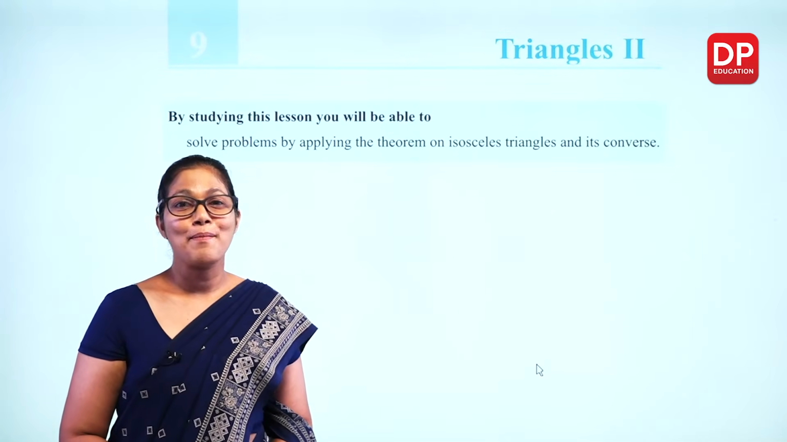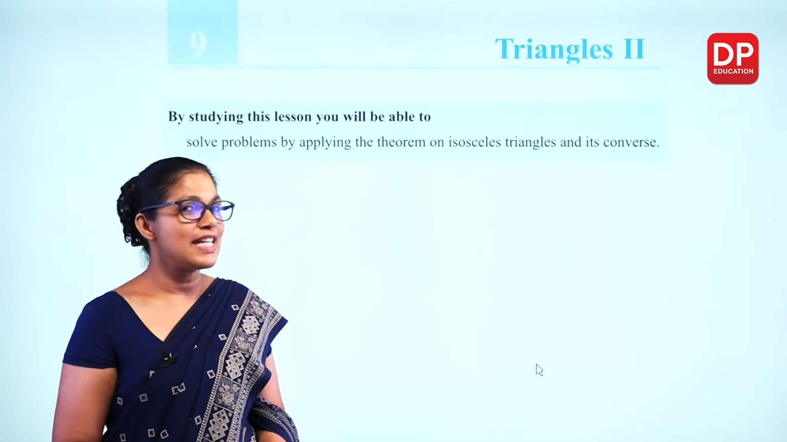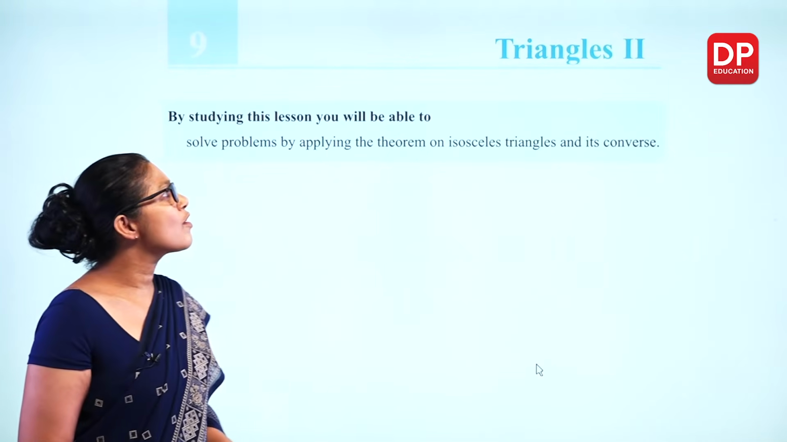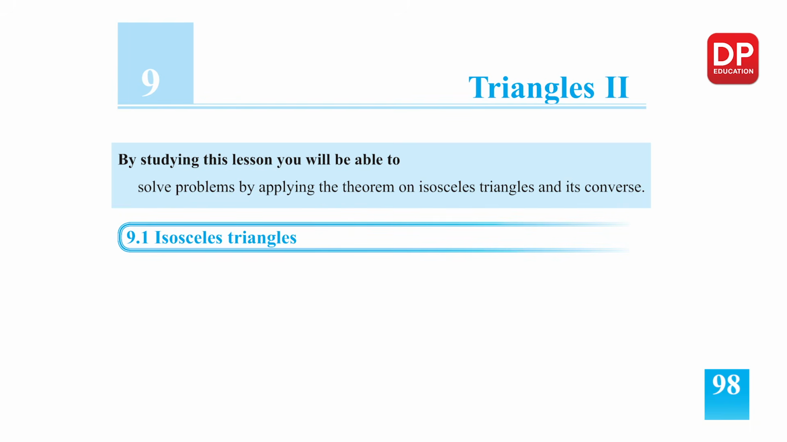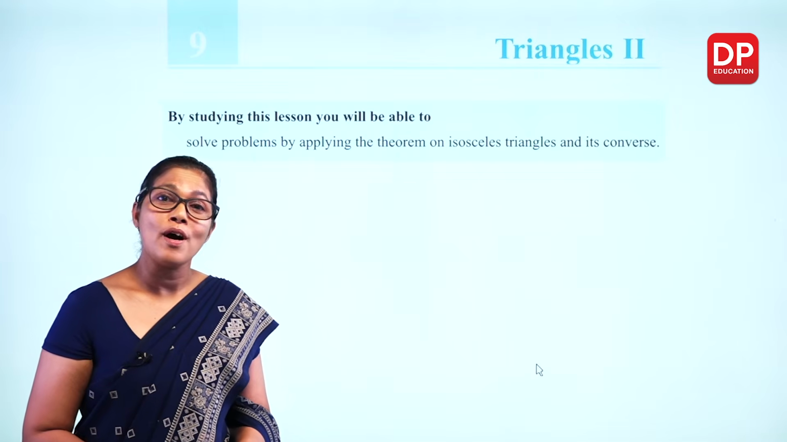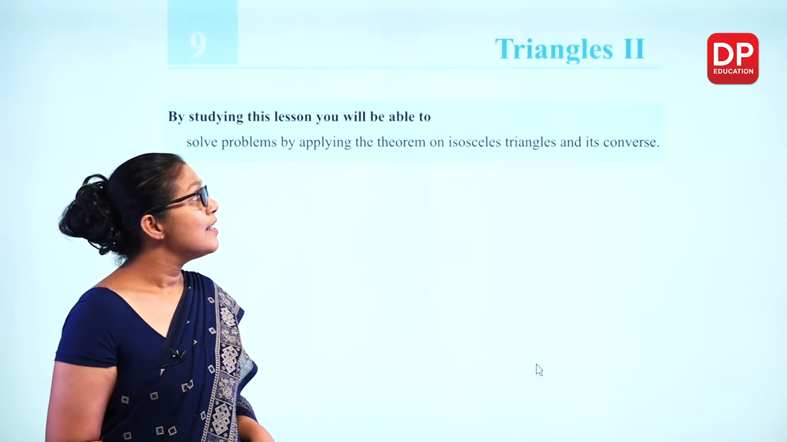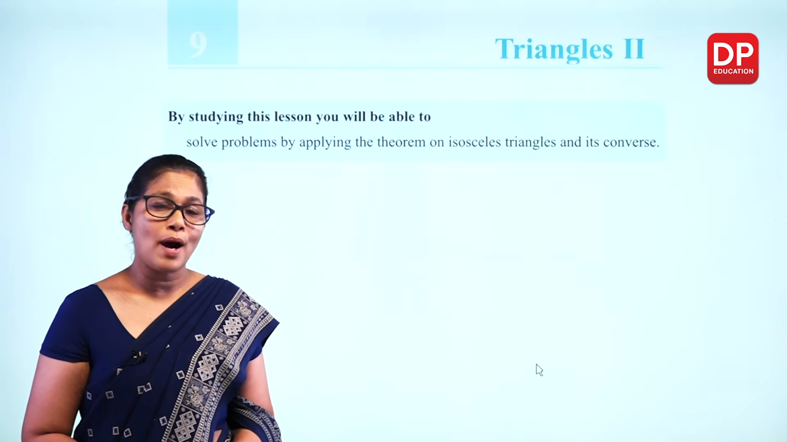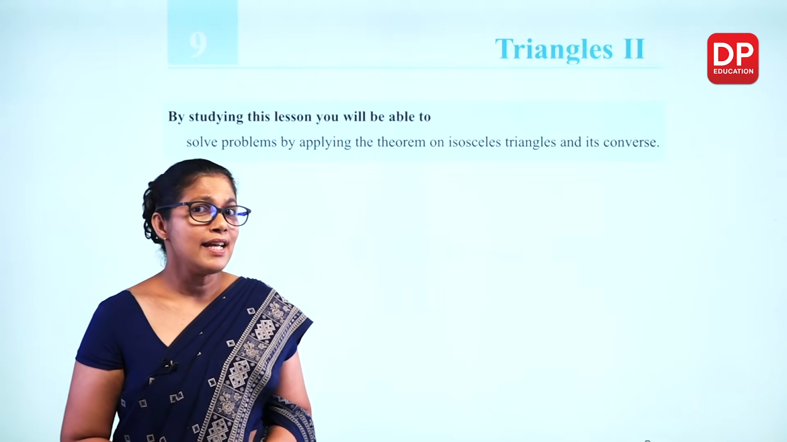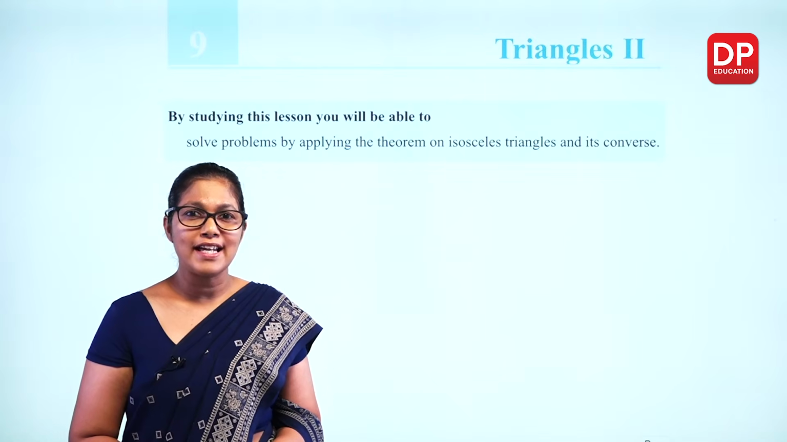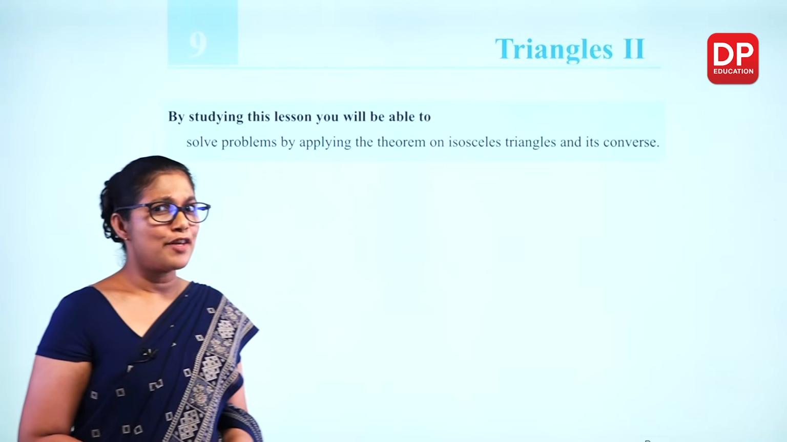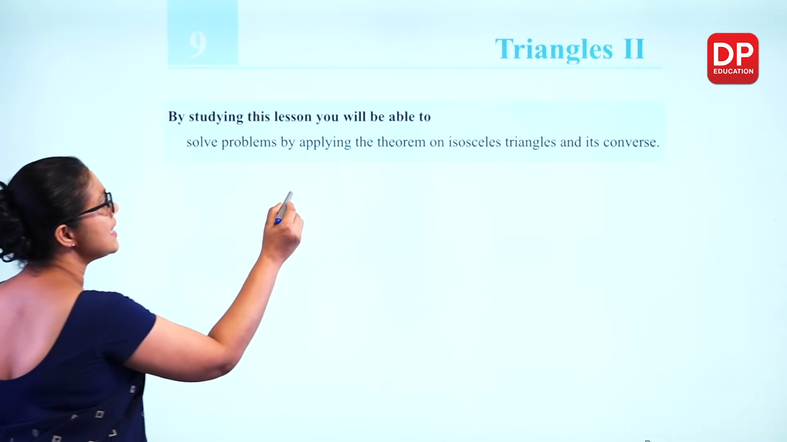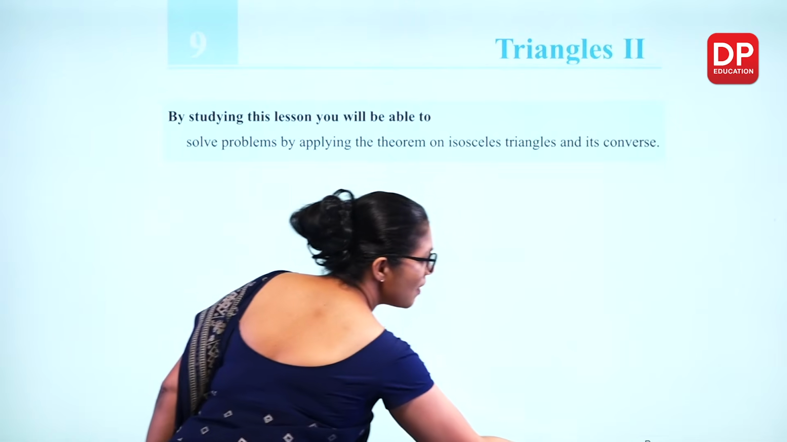Hello students, I am here to teach you chapter 9 in your textbook that's called Triangle 2. So we learn more about triangles. Now can you remember in chapter 1 I explained there are 3 types of triangles. What are they? Can you remember? We did 3 types.